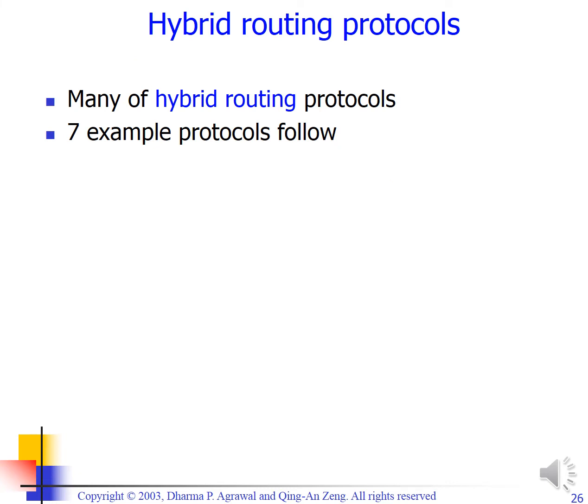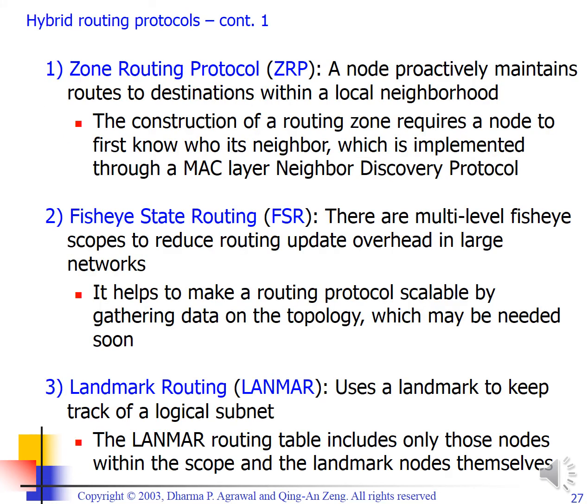Hybrid routing protocols. Among the hybrid routing protocols is ZRP, the Zone Routing Protocol. The construction of a routing zone requires that a node first knows who its neighbors are. This is implemented through a MAC layer neighbor discovery protocol.